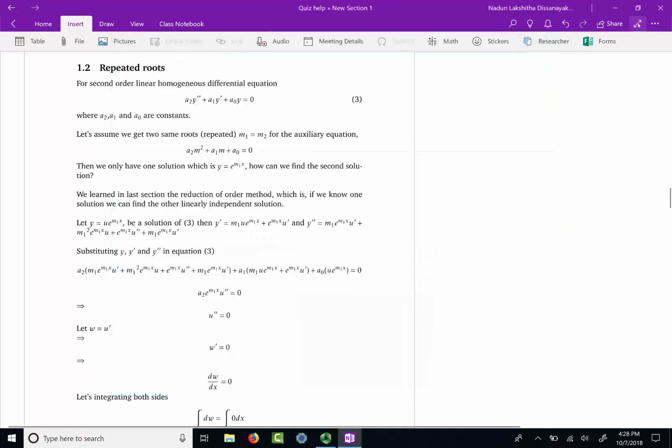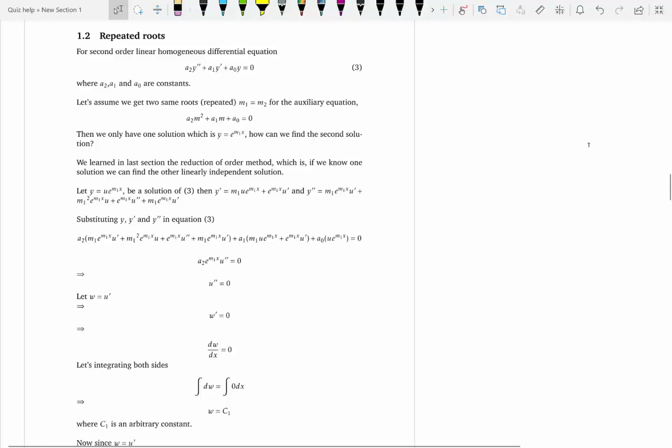Okay, so in the last case, we saw that we can get two distinct roots. Then life is so much easier. But how about if you happen to factorize your auxiliary equation to be like (m minus 2) squared equals 0? So there's only one root. We have the root 2, but its multiplicity is 2. That means you have the root repeated 2 times.